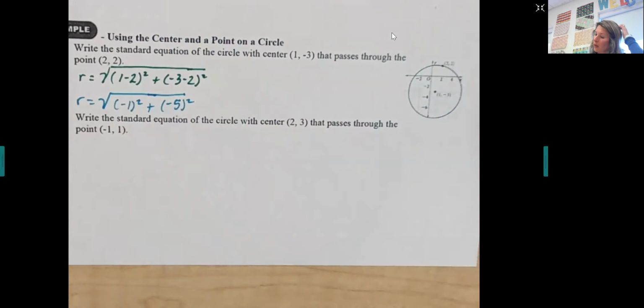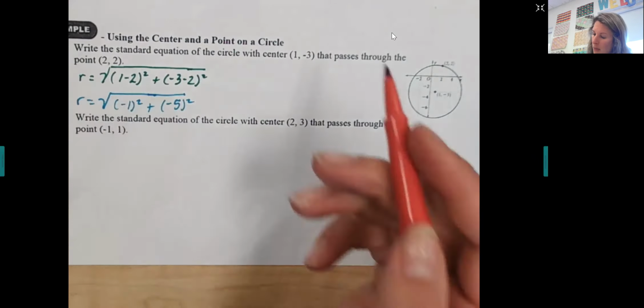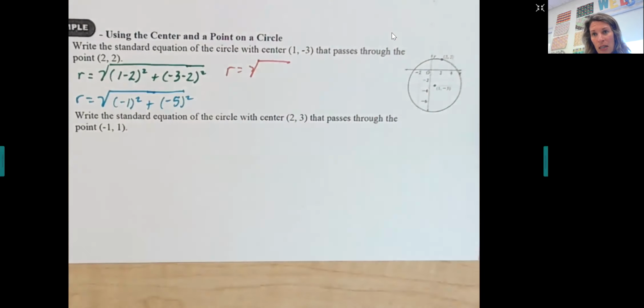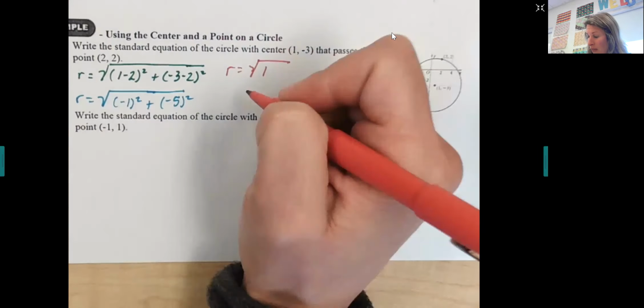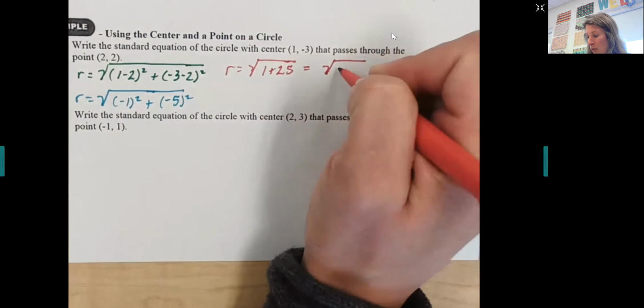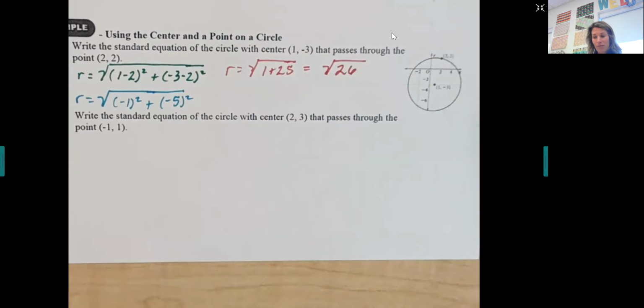One more time and we'll get there. 2 more times maybe. Let's see. My radius is equal to the square root. -1 times -1 is a +1. And -5 times -5 is a +25. So my radius is equal to the square root of 26. Now that was a lot of work and we're still not done, but that's okay.